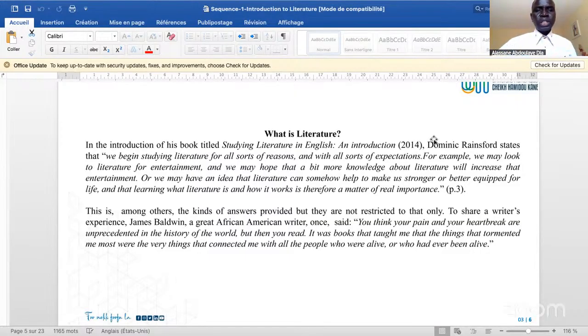Another option is we may have an idea that literature can somehow help make us stronger or better equipped with life. It means literature is contributing to our journey in life. That is true. Maybe you were a lazy boy and you read a strong character in a novel or in a book and you wanted to be like that strong character.